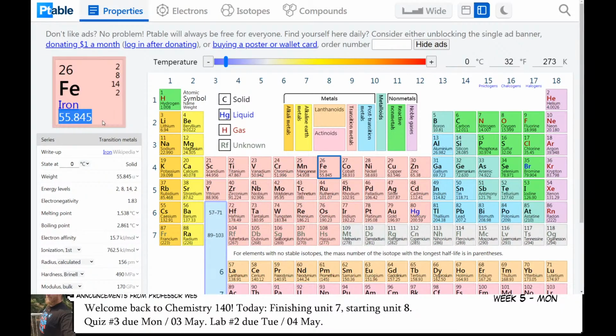Now, by looking at that, you could say, okay, I'm going to round that to the nearest integer. That's 56. So the most common isotope of iron is probably iron-56. And this is pretty reliable. So the most common isotope of chromium is probably chromium-52. The most common isotope of fluorine would be fluorine-19. And so on and so forth.